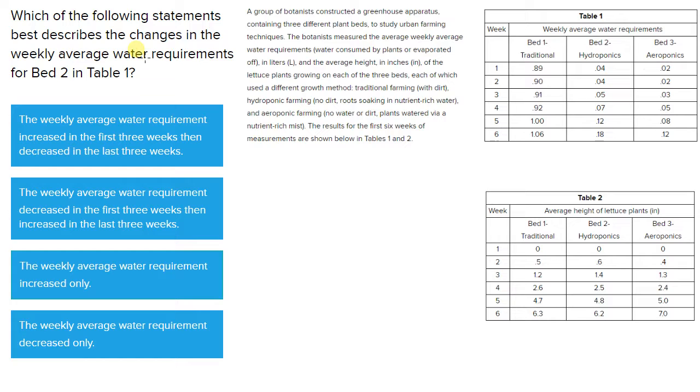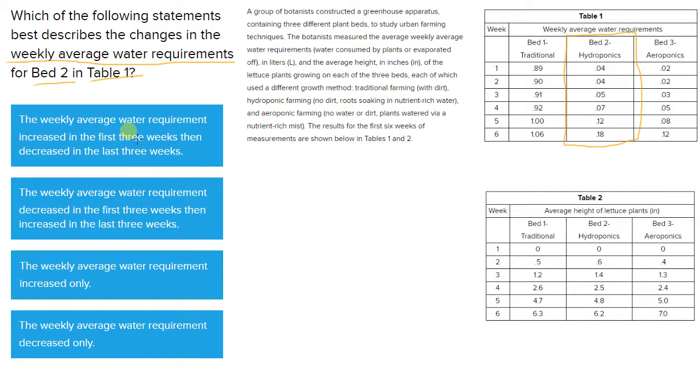Now this question asks us to look at the changes in the weekly average water requirements. So here are the weekly average water requirements for bed 2 in table 1. So it's pretty straightforward. We're looking at table 1. We look at bed 2, so we're just going to be looking for data in this column right here. And we're going to be looking for which one of these statements best describes the changes in the water from week to week. So let's go through process of elimination, each of these answer choices to see which one makes the most sense.